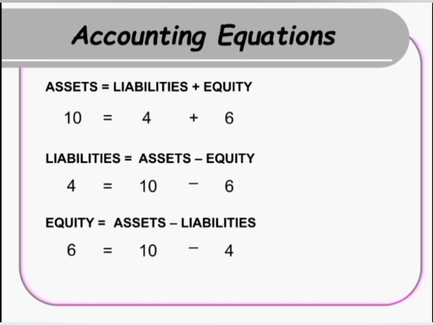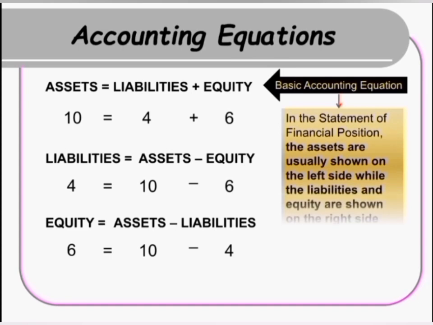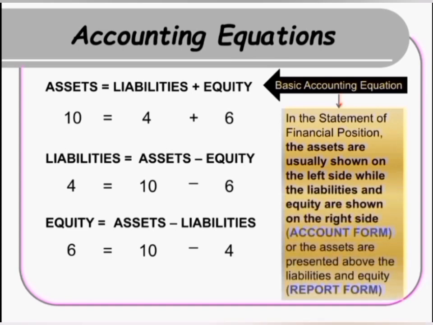Of these three accounting equations, this one is considered as the basic accounting equation. Primarily because most entities, in preparing their statements of financial position or balance sheet, show the assets on the left side, while the liabilities and equity are shown on the right side, in which case it is known as the account form, or the assets are shown above with the liabilities and equity presented together below, in which case it is called the report form.